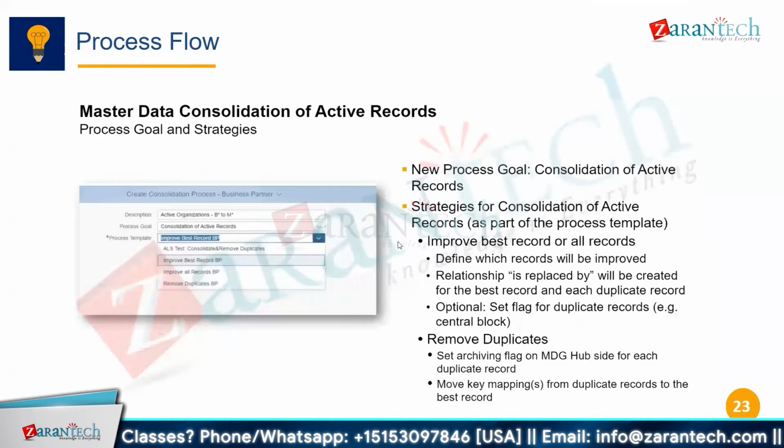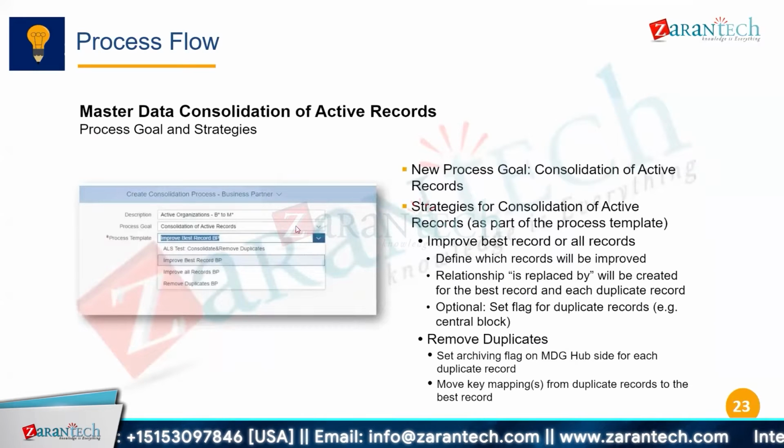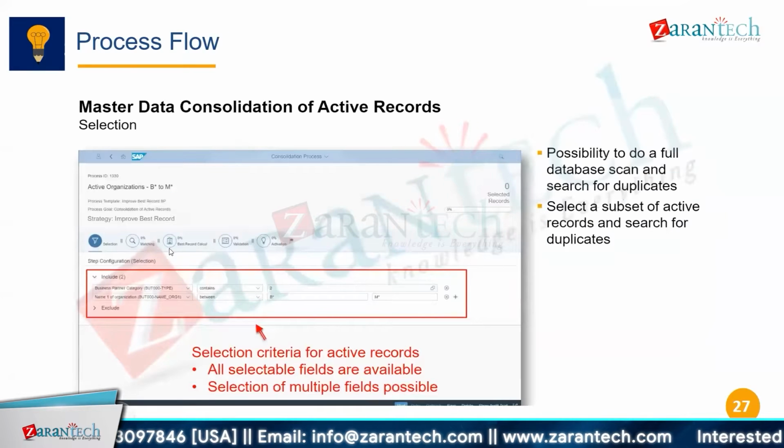So consolidation and active records. If you go one by one here in the slides, you can see what and how we need to do this, step by step activation. So selection, then best record calculation, validation, and activation. Generally we will have a scope, best record calculation, validation, and activation. We will need to add the scope of fields and these validation steps, activation steps in MDC AMG. I'll show you that.